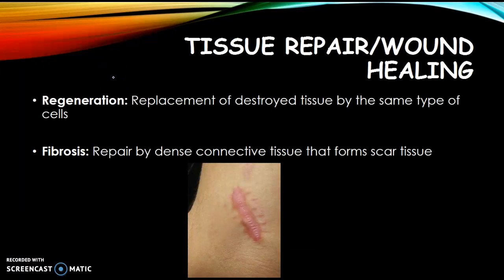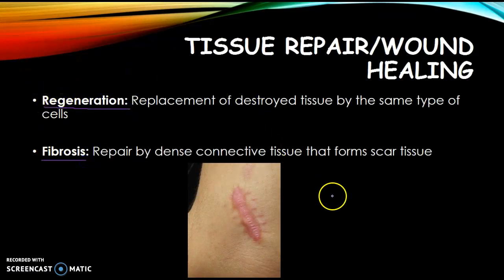So the last topic in our histology unit is going to be tissue repair and wound healing. You've obviously had a cut. Everybody's cut themselves at one point in their life, or maybe you've had to have surgery where they cut open a certain part of your skin. But you're going to notice that you're going to have regeneration and sometimes even fibrosis.